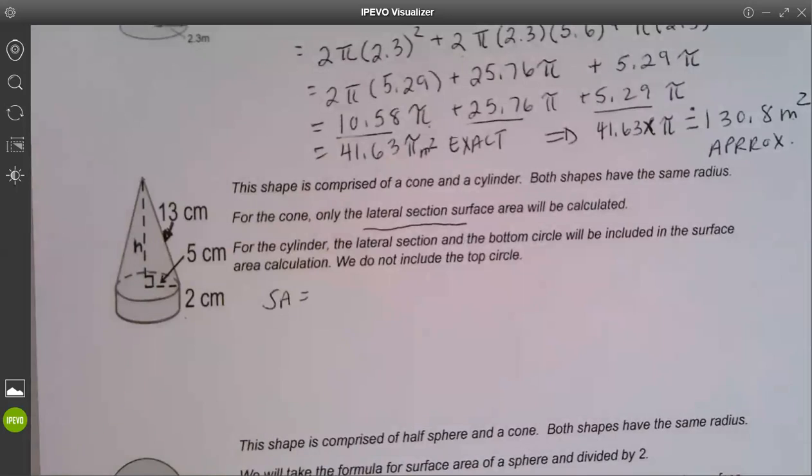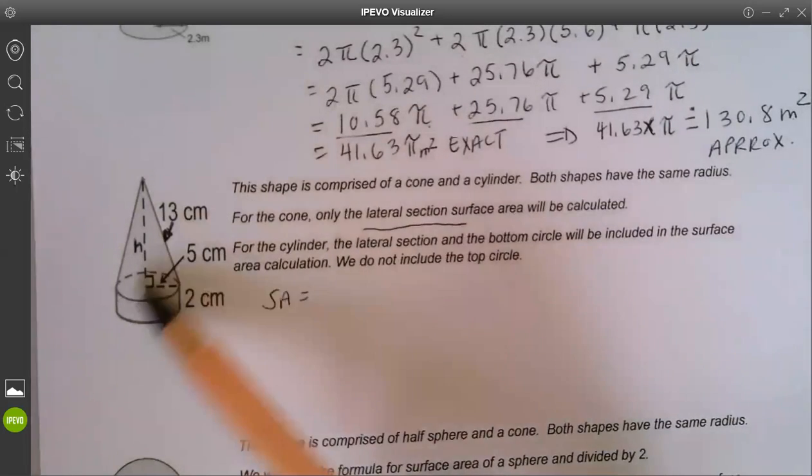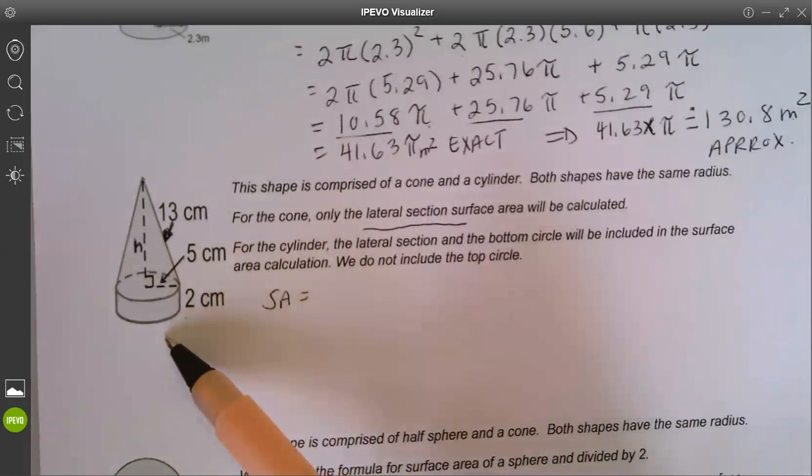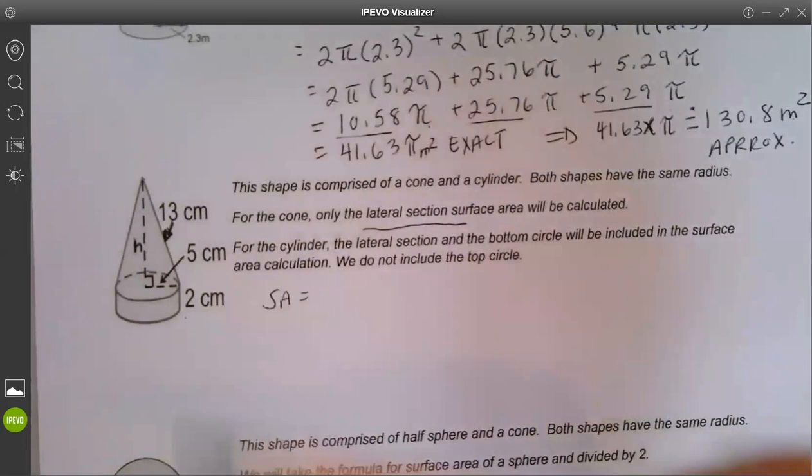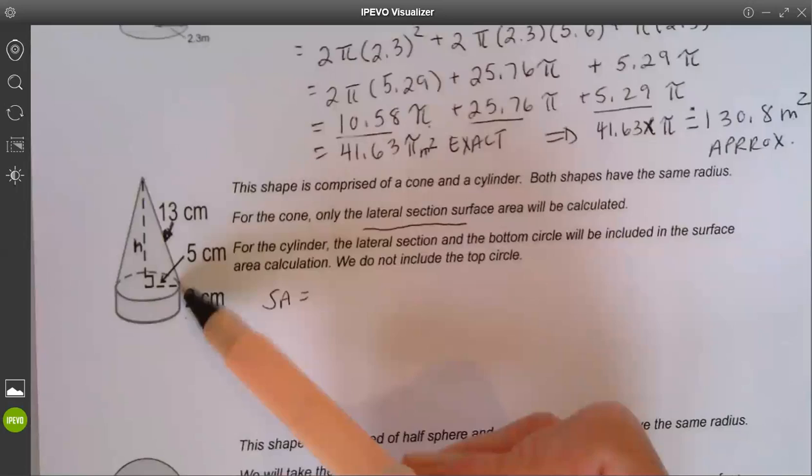On to our next example. This shape is comprised of a cone on the top with a cylinder on the bottom, and both shapes have a radius of 5 centimeters. The 2 centimeters represents the height of our cylinder.